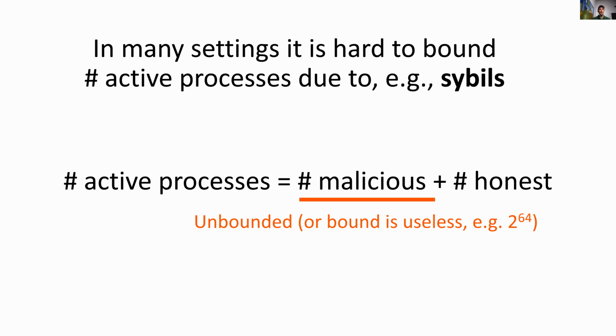There are, however, situations where actually bounding the number of active processes is pretty challenging because the adversary might be able to create an arbitrary number of processes. For example, it can create sybils. And if that's the case, then the number of malicious processes is going to be unbounded. Or maybe there is a bound, but it's a useless bound, like 2 to the 64, which is probably a good bound in practice, but it's going to be useless. So we can't use the previous allocator in this situation.